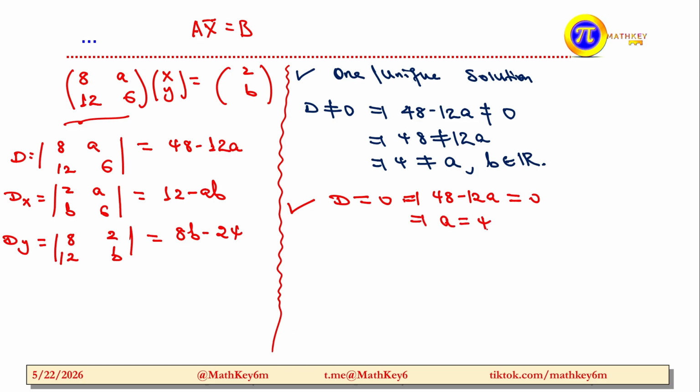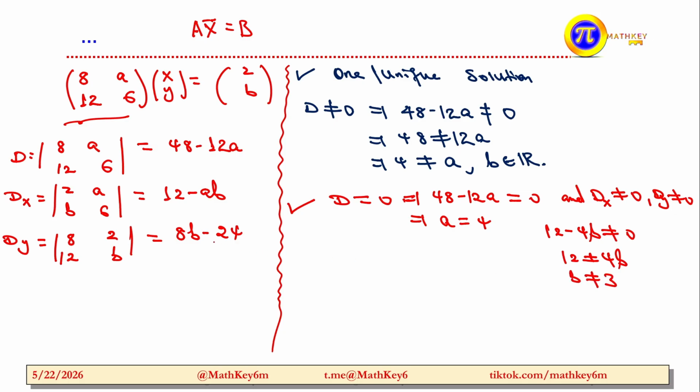A is equal to 4, but what about Dx and Dy? At the same time, Dx is different from 0. The same for the case of Dy, it is different from 0. If a is equal to 4, what about Dx? That means 12 minus 4b is different from 0. For the value of b, this implies 12 is different from 4b. Then solve for b. b is different from 3.